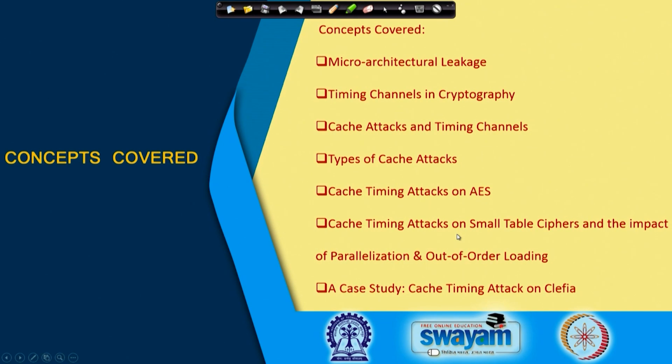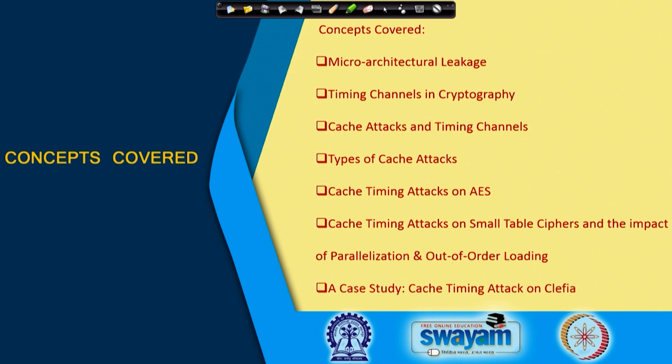We shall be trying to talk about timing channels in cryptography, which is a very important aspect to understand to realize an end-to-end secured implementation. We shall be discussing in particular cache attacks and timing channels created using cache memories, and then we shall be talking about the types of cache attacks, and then finally cache timing attacks on AES.